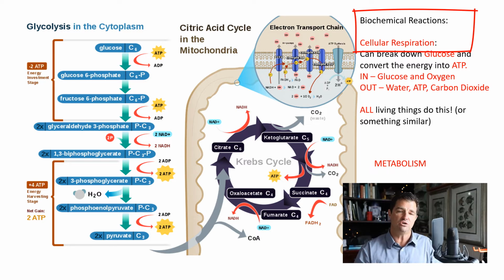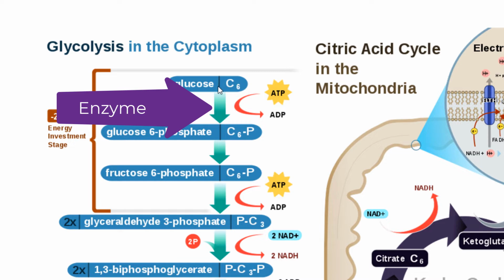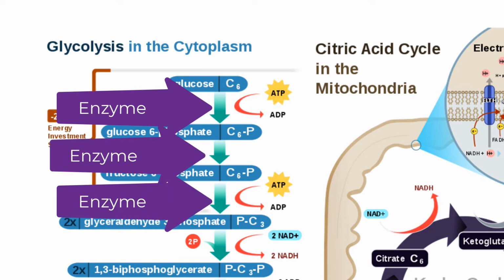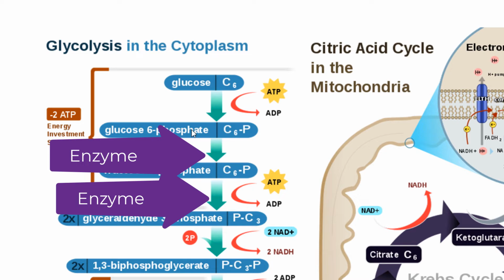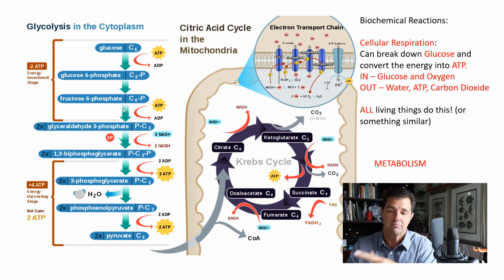And if you look over here, you can see there are a whole bunch of steps, and each of these little green lines is a reaction in which, for example, glucose gets turned into glucose 6-phosphate, and then glucose 6-phosphate gets turned into fructose 6-phosphate. Each of those little green arrows has an enzyme that helps make each of those reactions occur. So as you can see, this is very complex, and there are many steps and many enzymes that make this run.